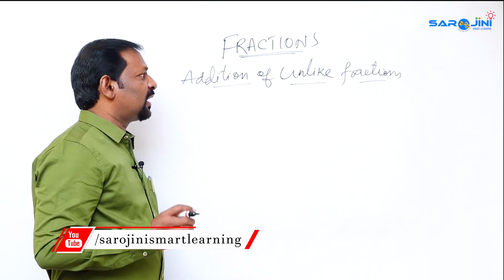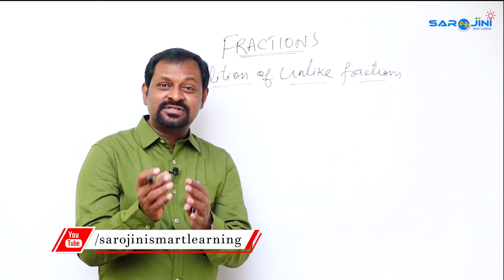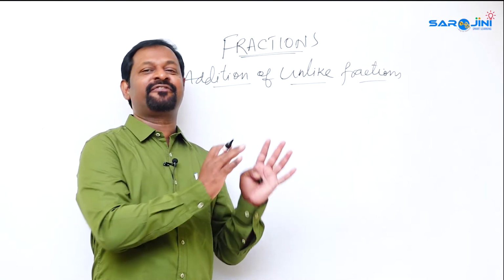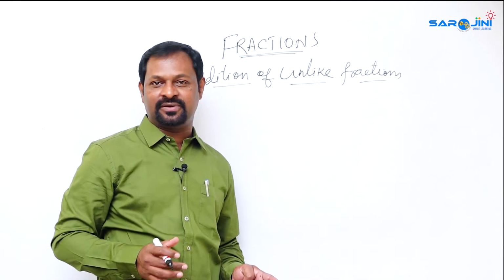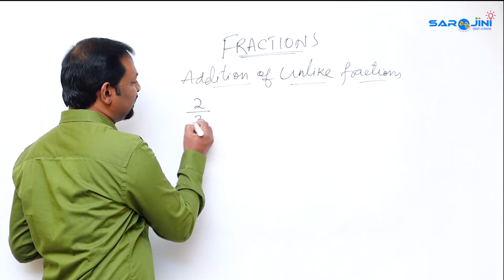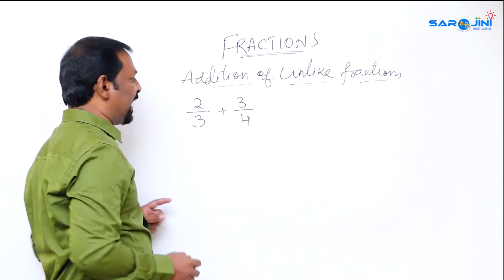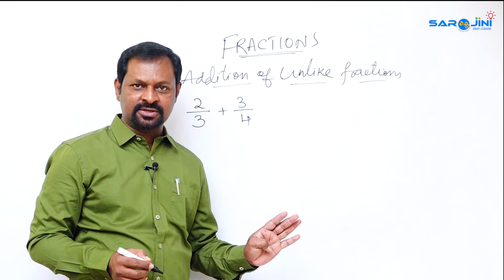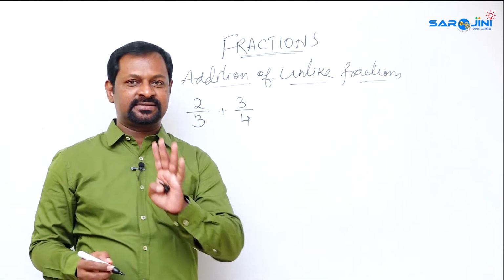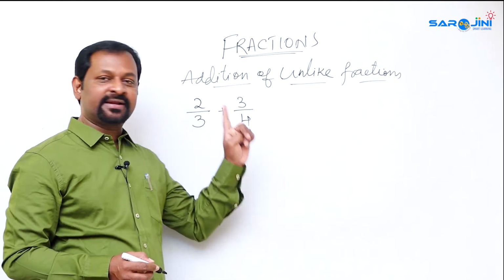Now, what are unlike fractions? Unlike fractions are nothing but fractions whose denominators are different. That we have already covered. Suppose I take 2 by 3 plus 3 by 4. Now, how to add these two fractions whose denominators are different? That is the concept. Here the denominator is 3, and here the denominator is 4.